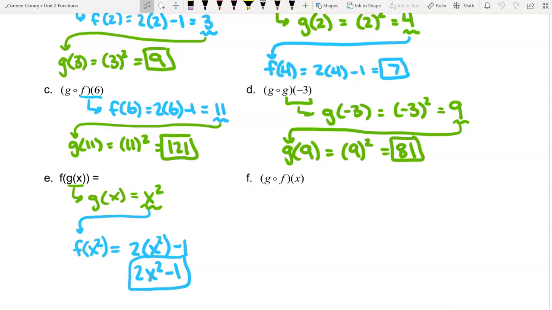All right, so we're going to try one more. It's just the reverse. So we're starting with the f function, f of x.